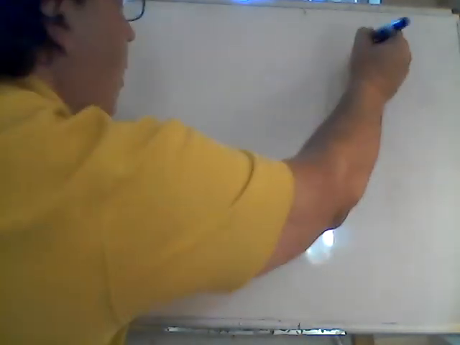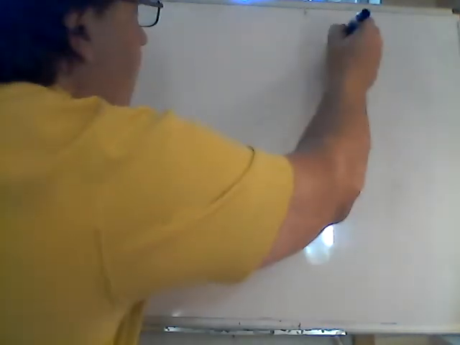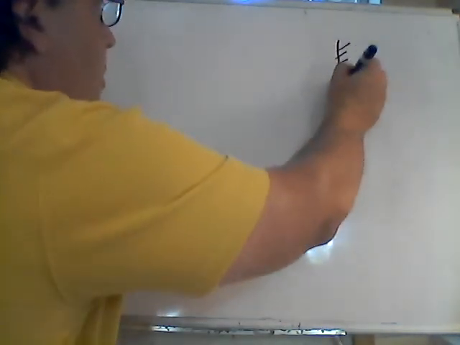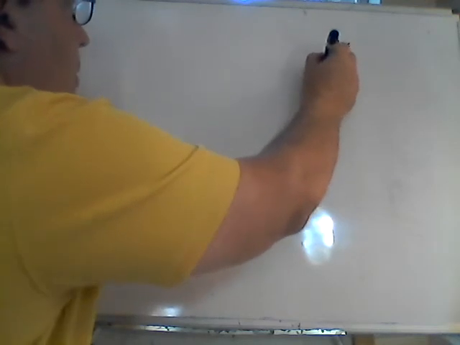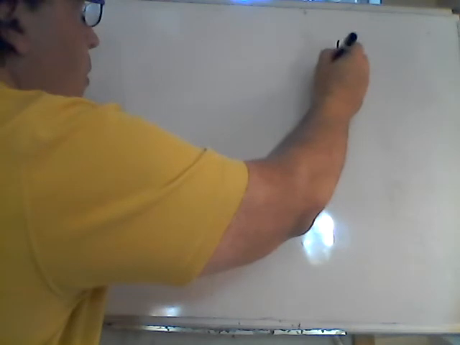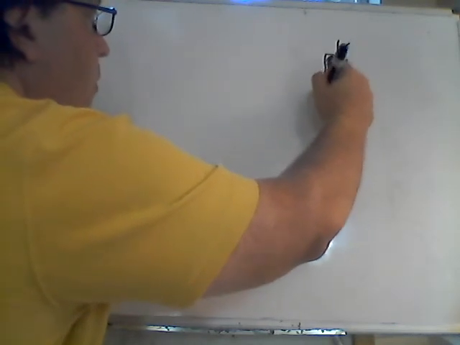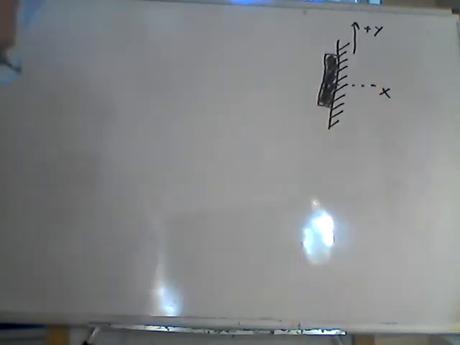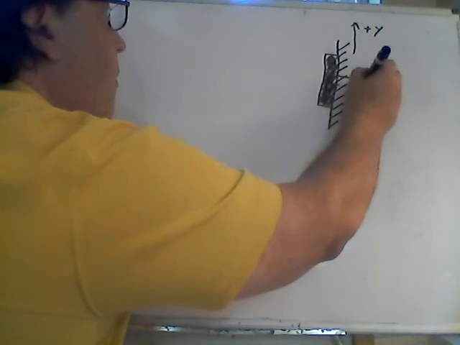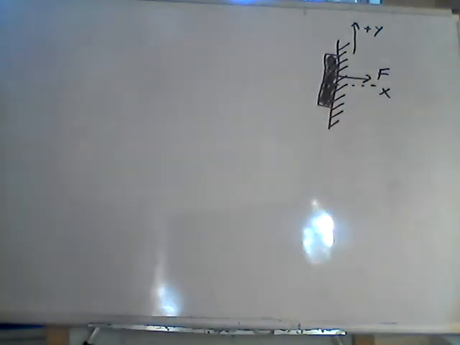Well, we have a wall, and I'll put little hash marks to show the wall here. Now, we're going to put a picture against the wall. So let's say we have this picture here, and I'll color it in. That's our picture, a sideways look at it. And we have the x direction and the positive y direction. Now we're going to push on the wall with a pushing force F along the x direction.